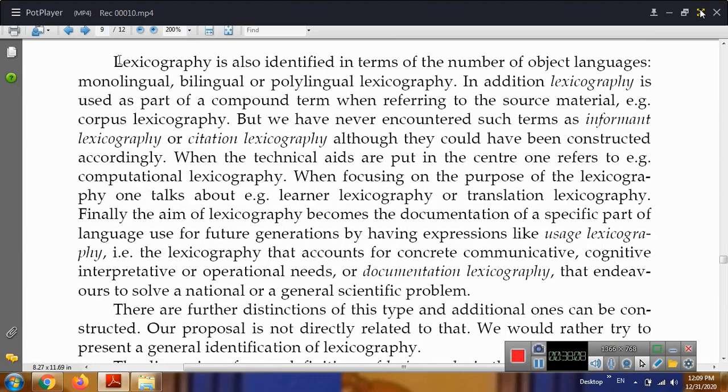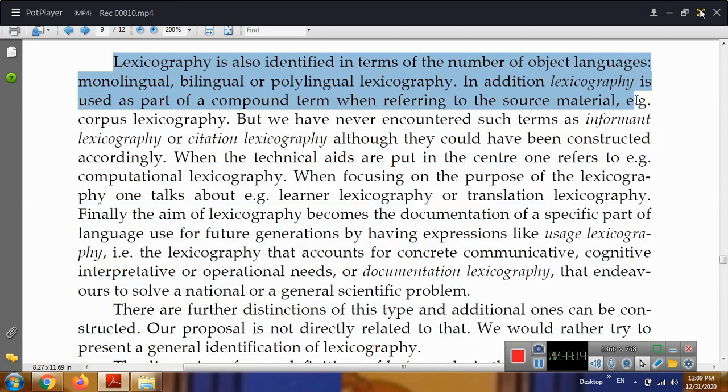Here we can see another definition for lexicography, which is identified in terms of the number of object languages: monolingual. Okay, here we can see another definition and another part of lexicography. Another division for lexicography is identified in terms of the number of object languages, like monolingual, bilingual, or polylingual lexicography.